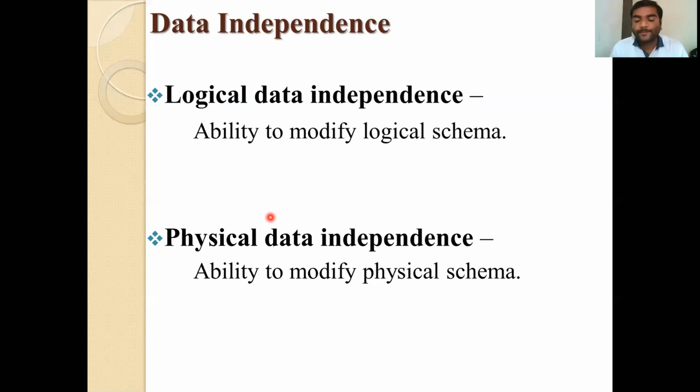So that is all about today's tutorial. What did we discuss in this tutorial? First, we discussed data abstraction, then the three levels of data abstraction. After that, we covered the database instance, database schema, and lastly data independence and the two types of data independence.